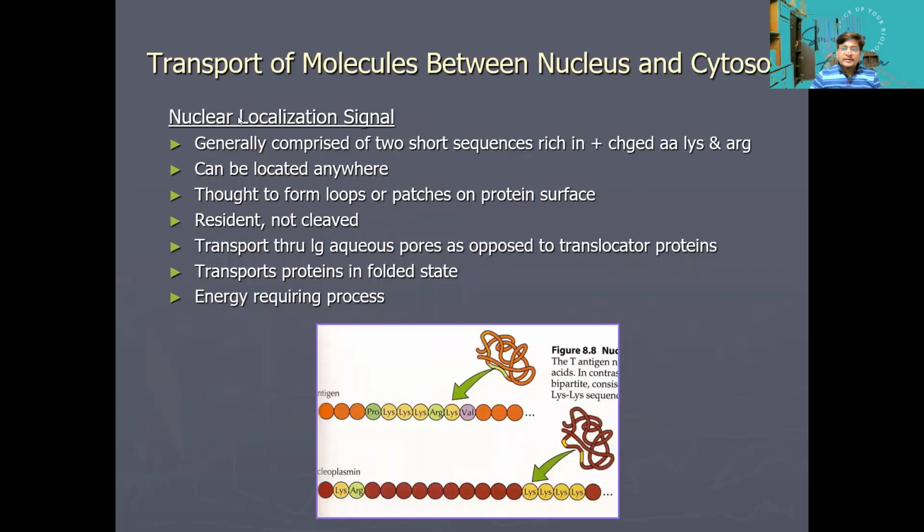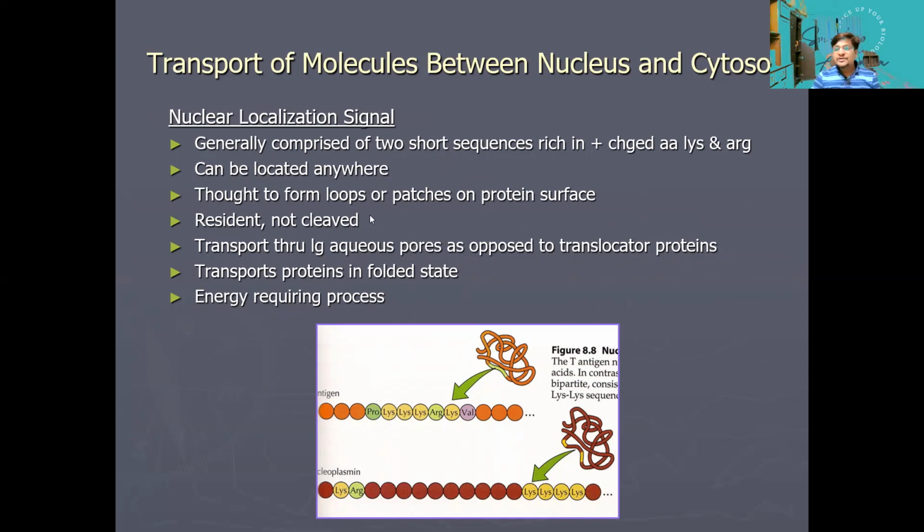Now, whichever protein is going to enter into the nucleus through the nuclear pore complexes has a signal we call an NLS, nuclear localizing signal, generally comprised of two short sequences which are rich in positively charged amino acids like lysine and arginine. They can be located anywhere, unlike other cases where it can be present on the C terminus or on the N terminus. And they are thought to form loops. I told you those patches will help in the folding of the protein to get the 3D structure.